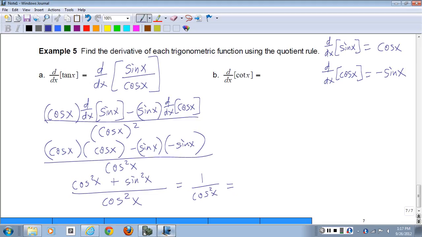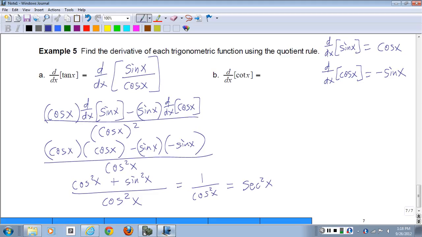So we can write this in terms of secant. Secant squared x, cosine x and secant x are reciprocals of each other. So 1 over cosine squared x equals secant squared x. Mark it down. Probably a dozen or more times between now and the end of the course you'll be called upon to take the derivative of tangent x. And you just want to have it memorized. Secant squared x, that's what it is. Derivative of tangent x is secant squared x. So all 6 of the trig functions you want to have the derivatives memorized and make sure you can recall those.